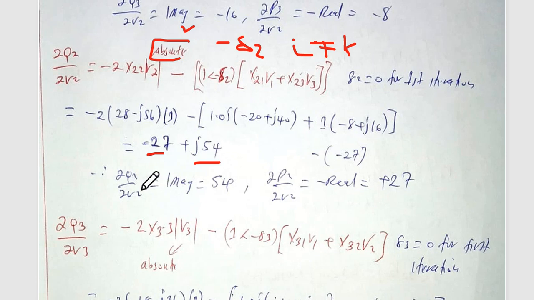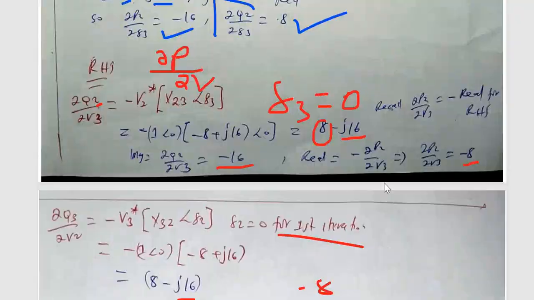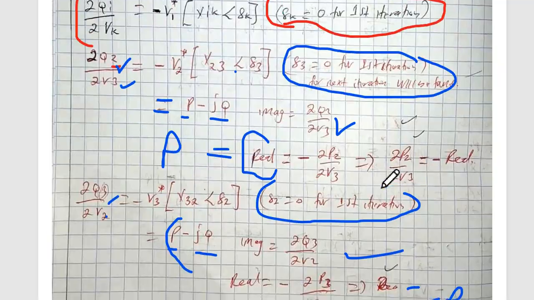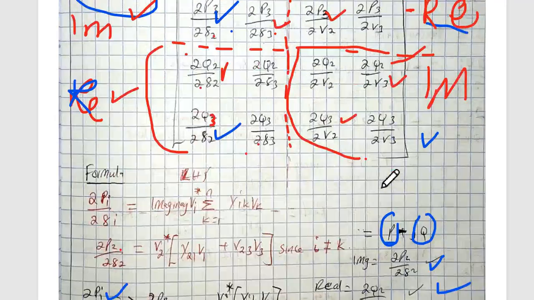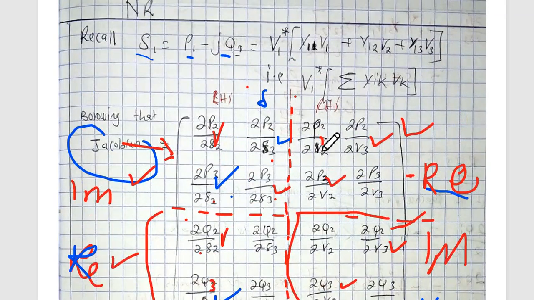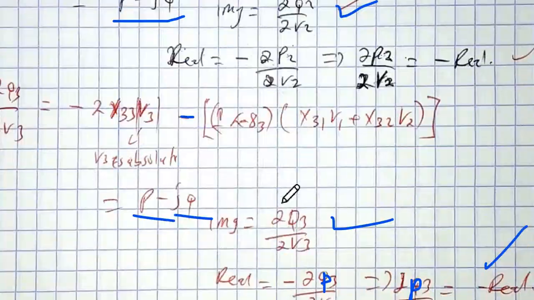Now we have said imaginary is direct partial Q2 partial V2, but for you to get partial P2 partial V2, it is negative of the real, so negative of negative 27 is positive 27. So you just come here, you are looking for this using this. This one is imaginary, but this one is negative of the real value, so negative 27 is positive 27.